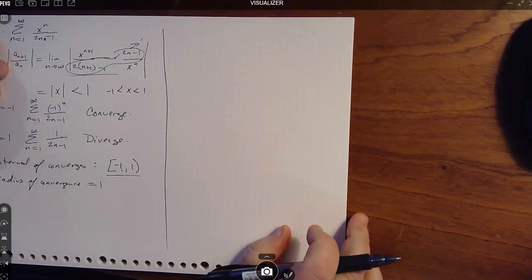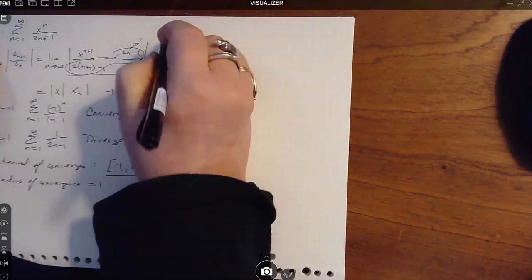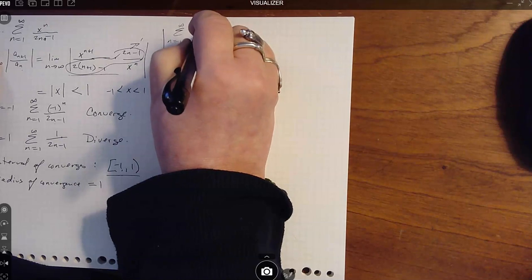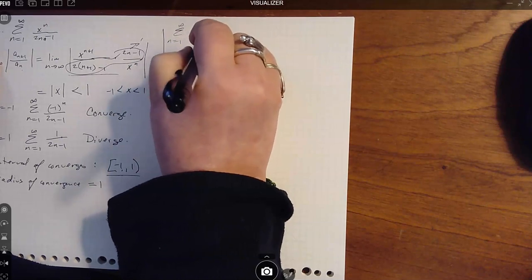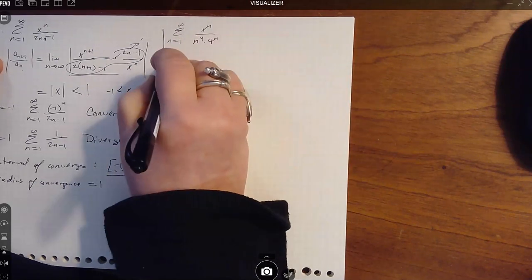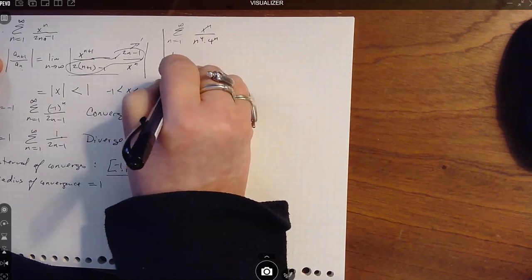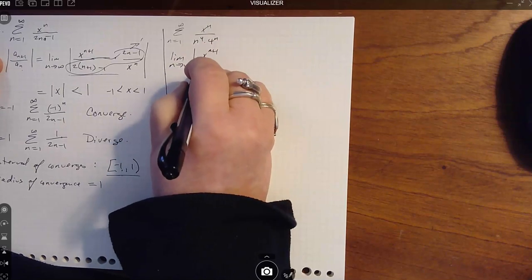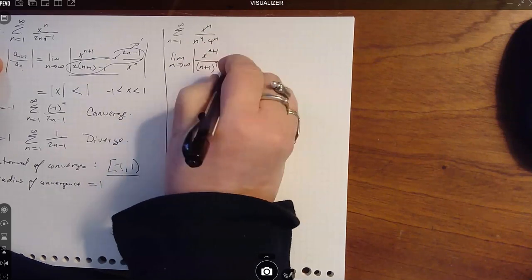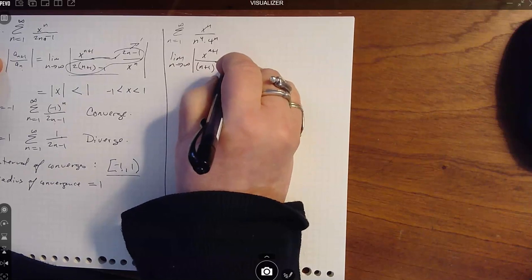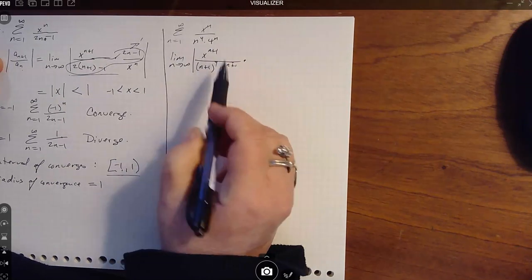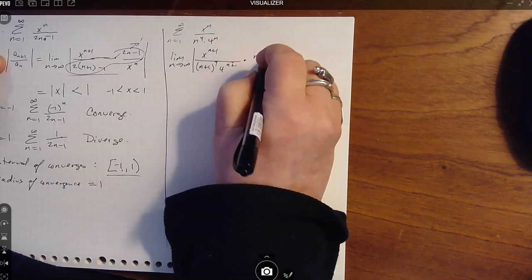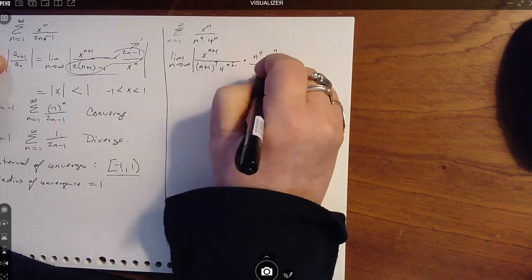Next, how about the summation as n goes from 1 to infinity of x to the n over n to the 4th times 4 to the n. For my ratio test, I have x to the n plus 1, n plus 1 to the 4th, 4 to the n plus 1, times the reciprocal of a sub n. So I have n to the 4th times 4 to the n all over x to the n.